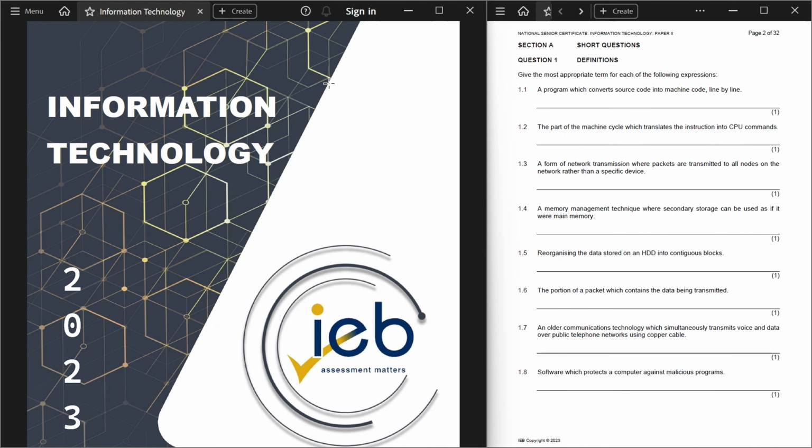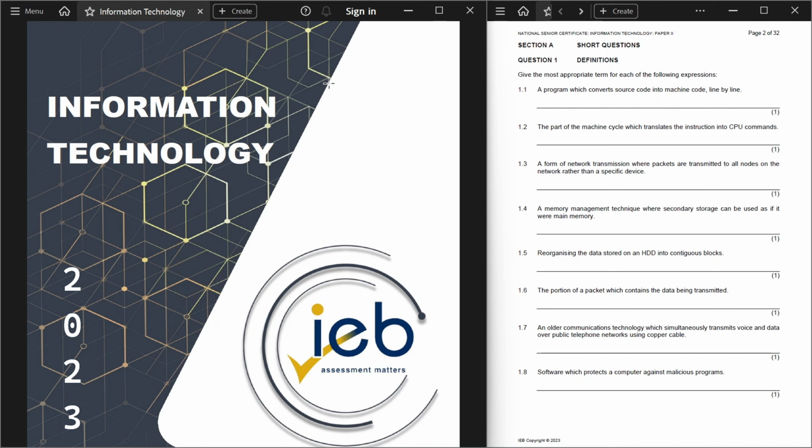Section A. Short questions. Question 1. Definitions. Give the most appropriate term for each of the following expressions. For definitions in IT and CAT, my advice would be for you to arrange every single exam paper from 5 years prior up to your current year, both May and November exam papers. Then set it up as a single PDF, print it out and share it with your friends. A wise man once said, "The best and most effective way to learn for those who aren't completely self-motivated is to put in the effort as though it is for everyone in your inner circle, including yourself."